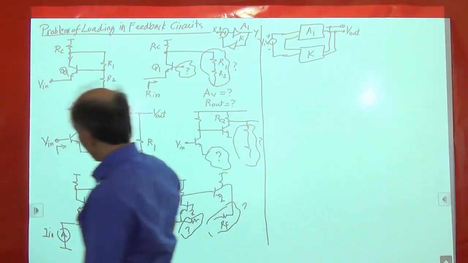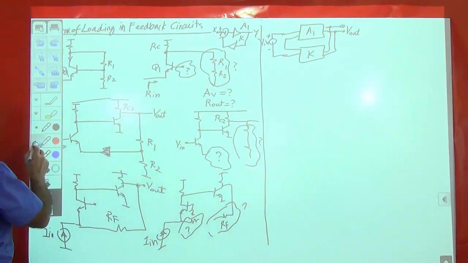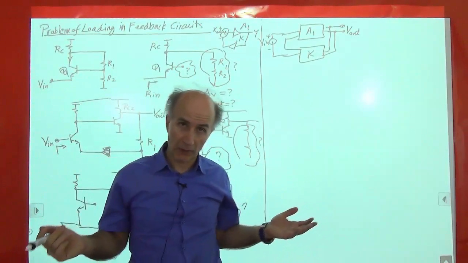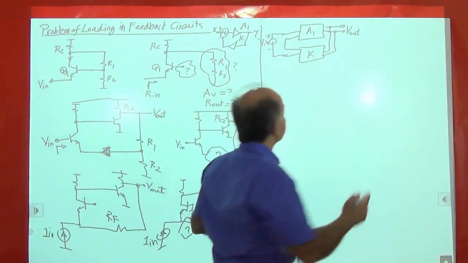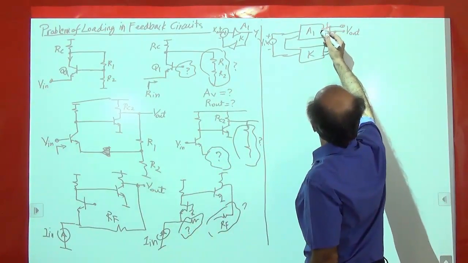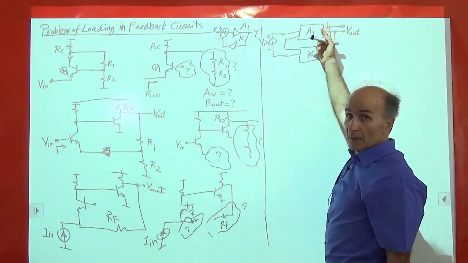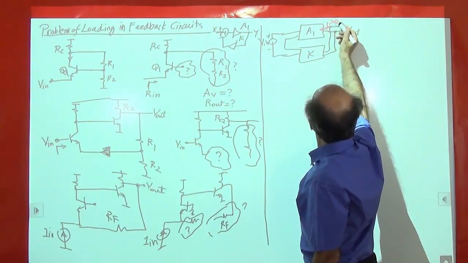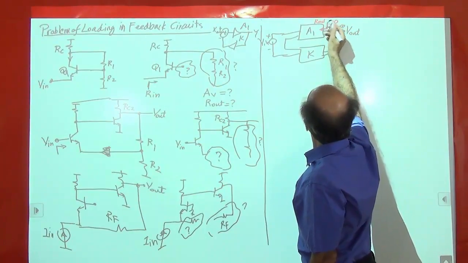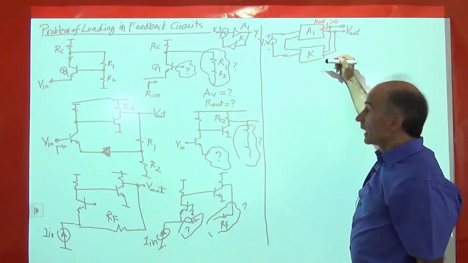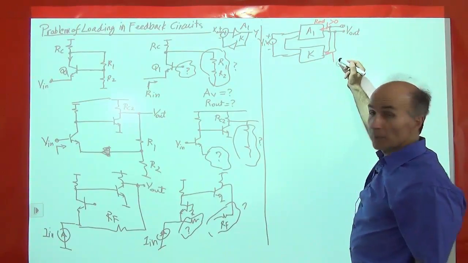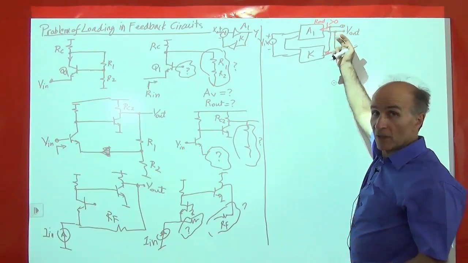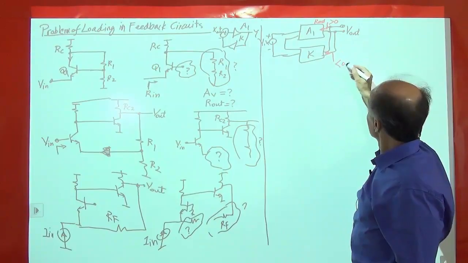The difficulty is that the input and output impedances of A1 and K are not the ideal values that we thought, right? For example, this output impedance should be 0 because this is supposed to be a good voltage amplifier. But it's greater than 0, right? Or out. And this input impedance is supposed to be infinity because we are trying to sense a voltage like a voltmeter. But it's not. So this is less than infinity.